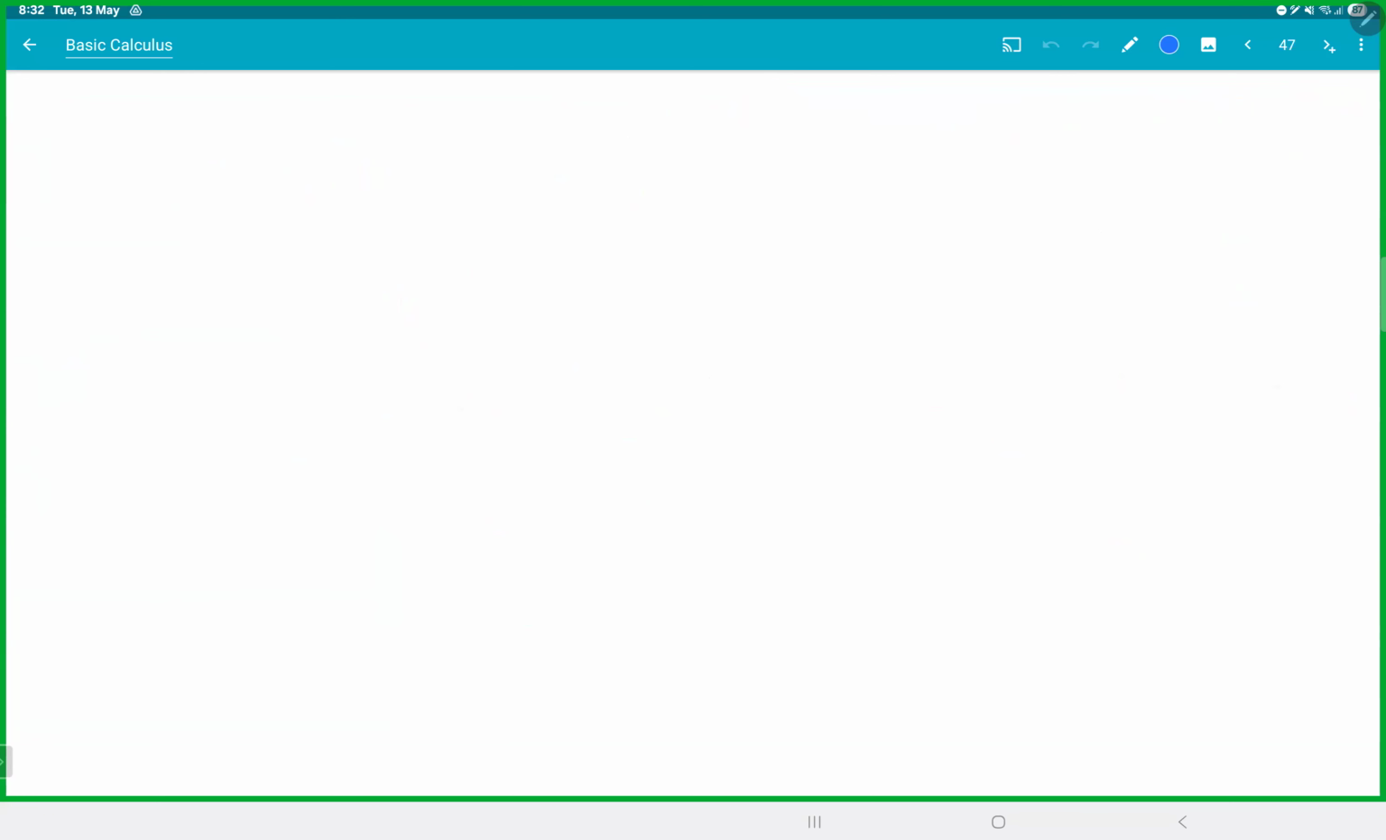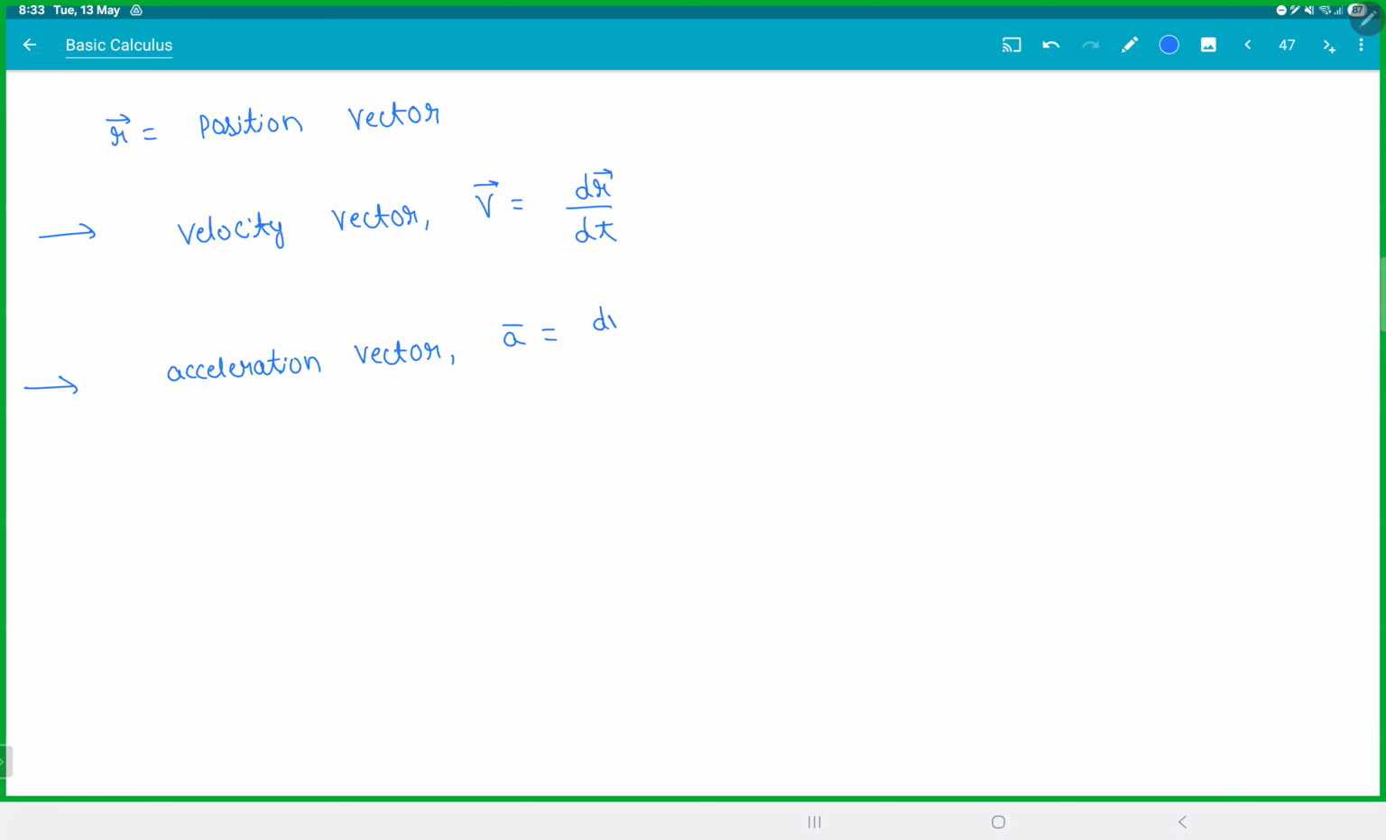So if R bar is your position vector, which you have done in vectors, then the velocity vector V bar is nothing but dr by dt. So if you differentiate position, you will get the velocity vector. Acceleration is nothing but change in velocity by time. So if you differentiate velocity, dv by dt, you get the acceleration vector.